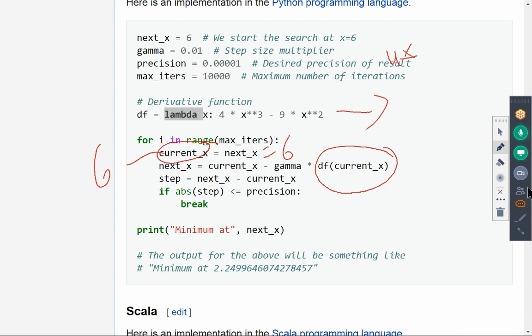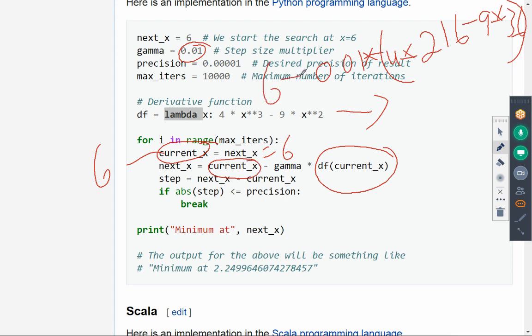Very tough. 216. Okay, I am putting 216 minus 9 into x square, which is nothing but 36. You have to calculate this much. Once you calculate this one, we are multiplying with what? Gamma. Gamma means what is the value? 0.01. Whatever value we got here, we multiply it, and that we subtract from where? Current x. That means 6 minus. Can you calculate this one for one time?